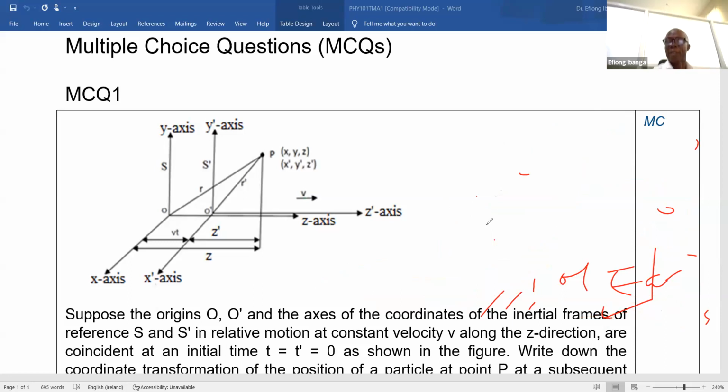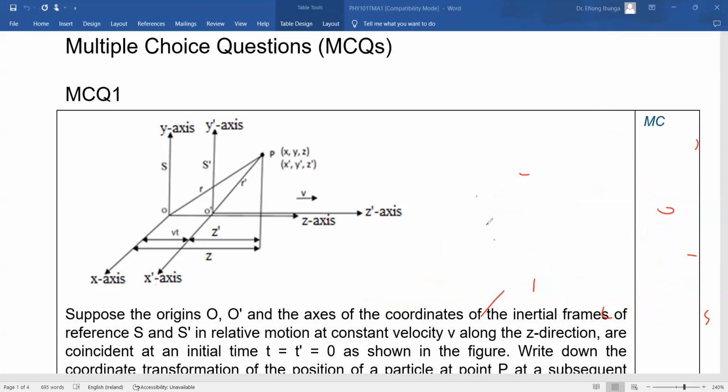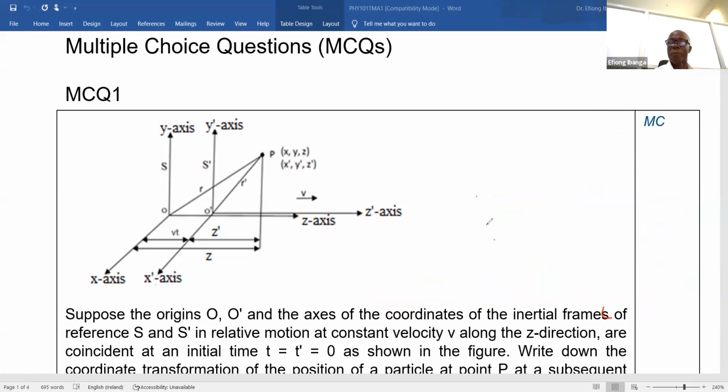Now the frame of reference, like I told you, is simply a coordinate system attached to an object or to a point in space relative to which measurements are made, measurements of position, measurements of time, and so on and so forth. So you understand that now.